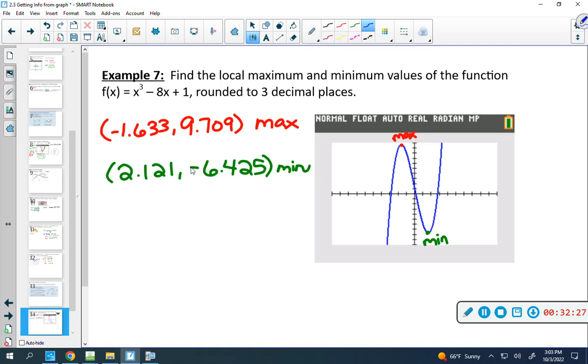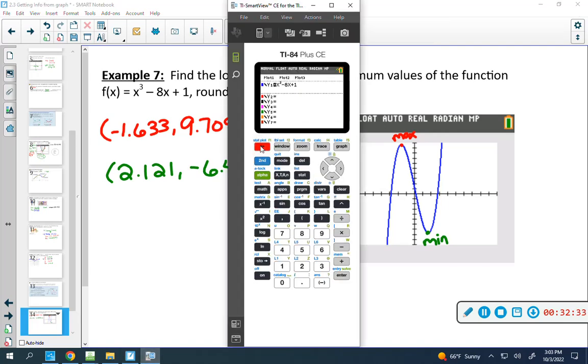Do you have a different point? Yeah. Did I type mine in wrong? Let me check my y equals. Good. I never know here. 8x cubed minus 8x plus 1. Okay, all right.